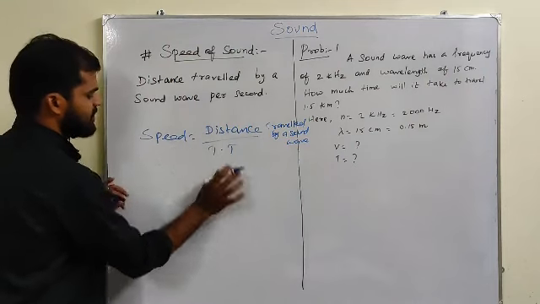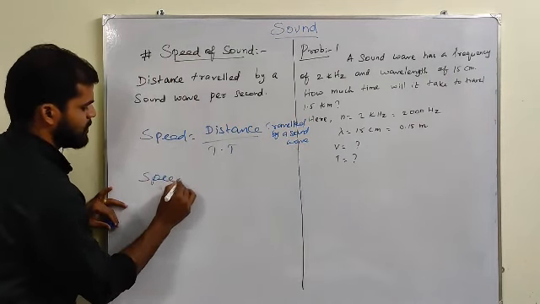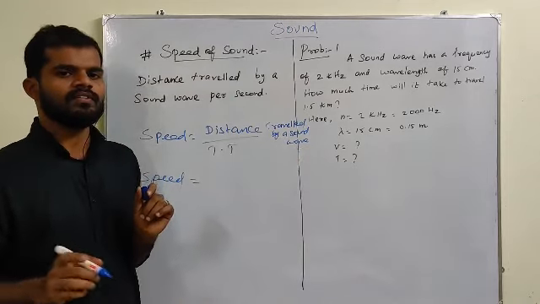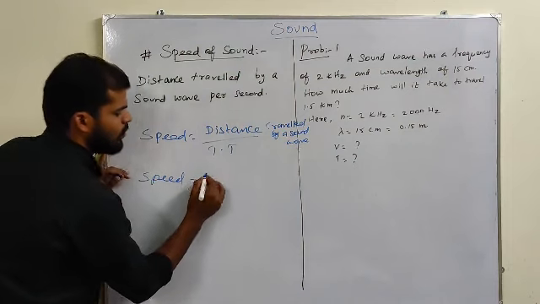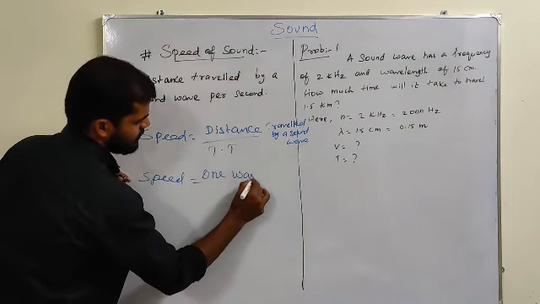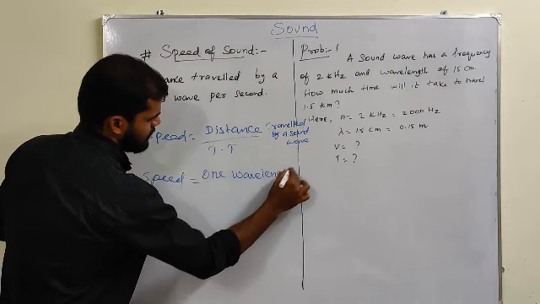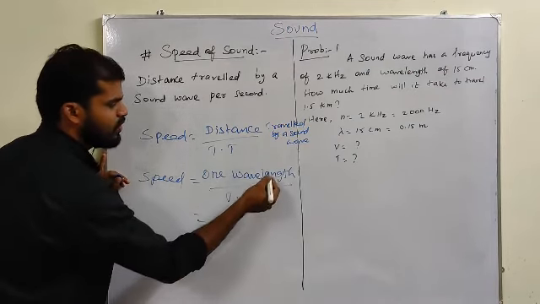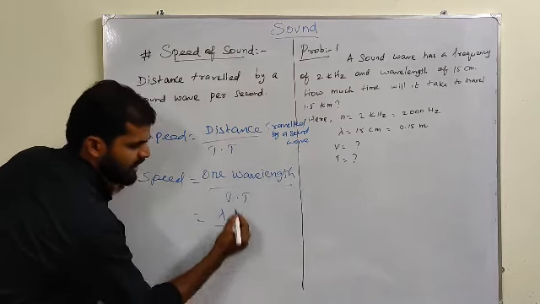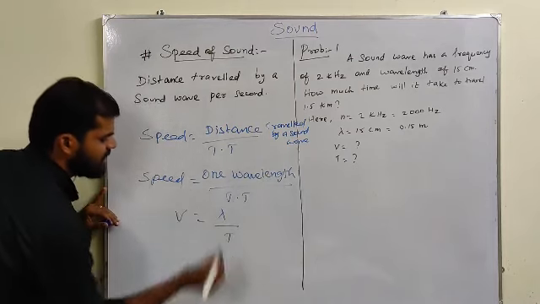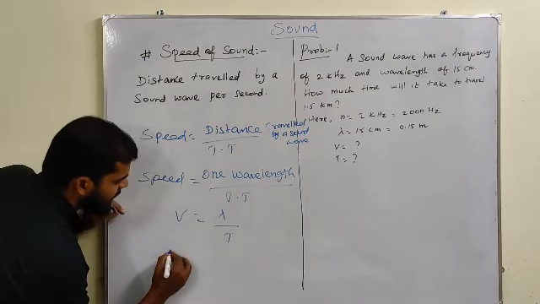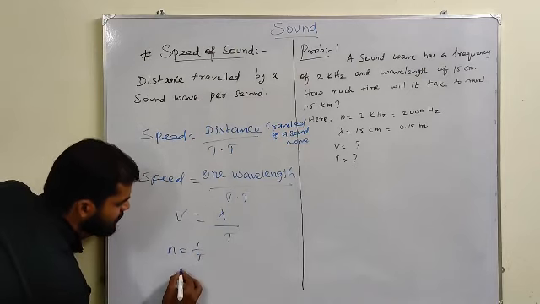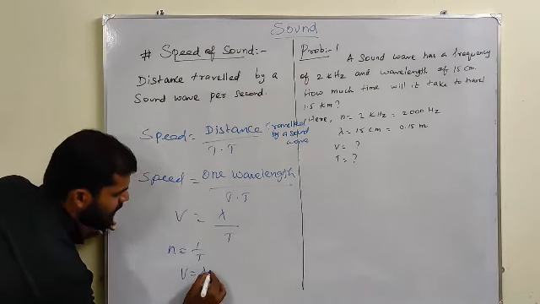So I can write this, speed is equal to distance travelled by a sound wave. One sound wave is nothing but one wavelength, right? So one wavelength divided by the same time taken. Here wavelength we know is denoted as lambda, time taken is t, and speed is v. As you know very well, frequency n is equal to 1 by t. You just substitute this, so v is equal to lambda.